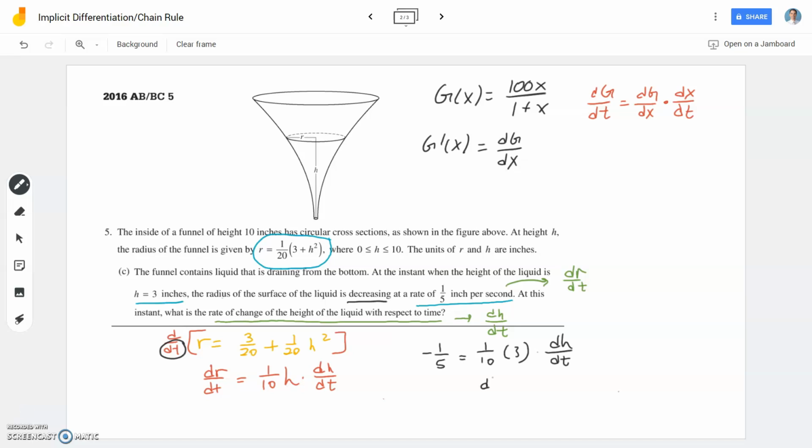Solving this equation, dH/dt gives us the desired answer of -2/3, and our units would be inches per second. So this is just a reminder to make sure when you read these types of problems that you really pay attention to units, and especially pay attention to the variable with which you are differentiating with respect to.